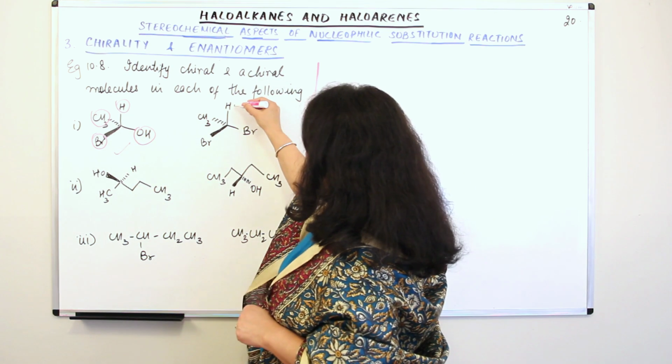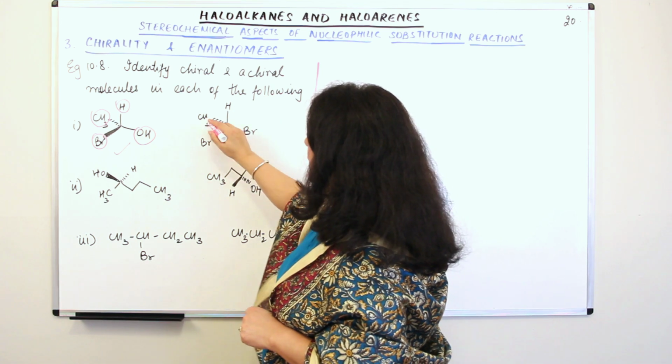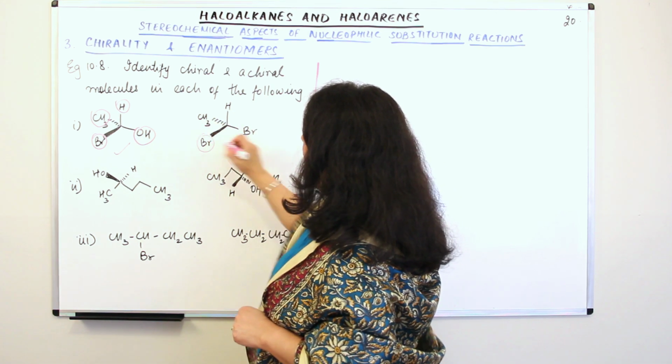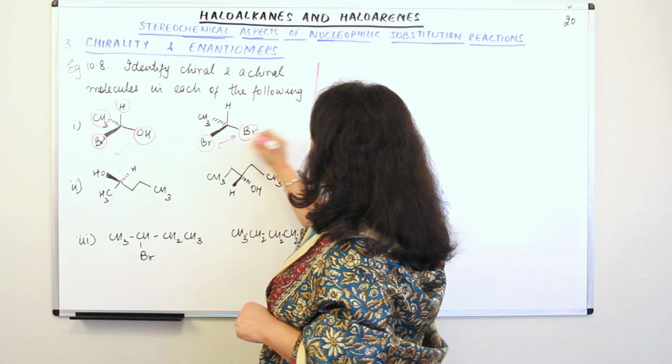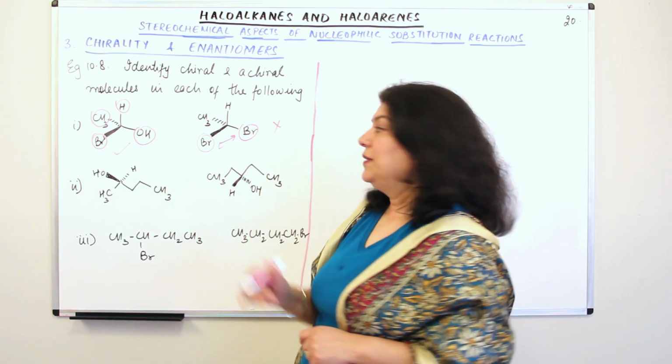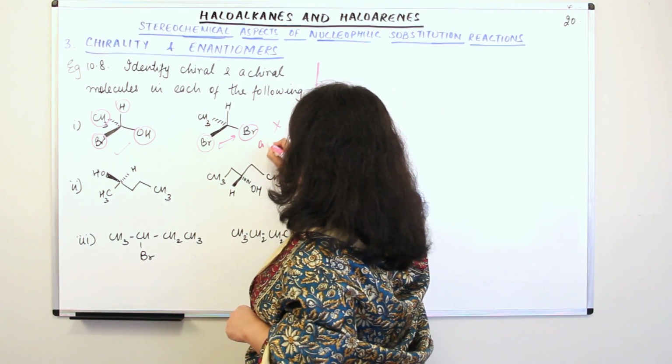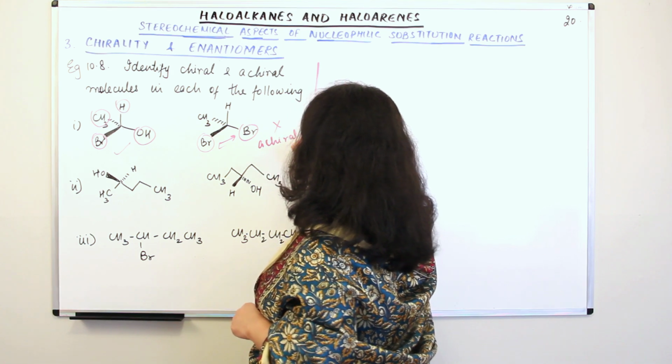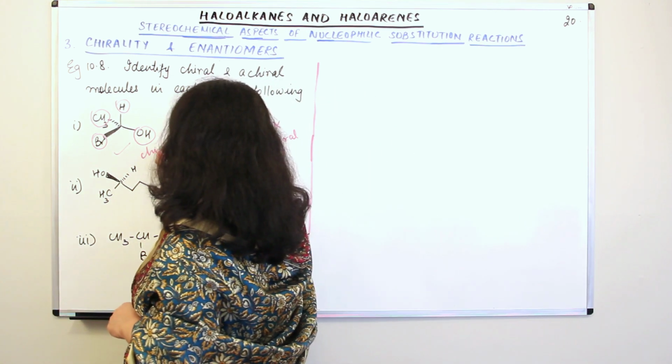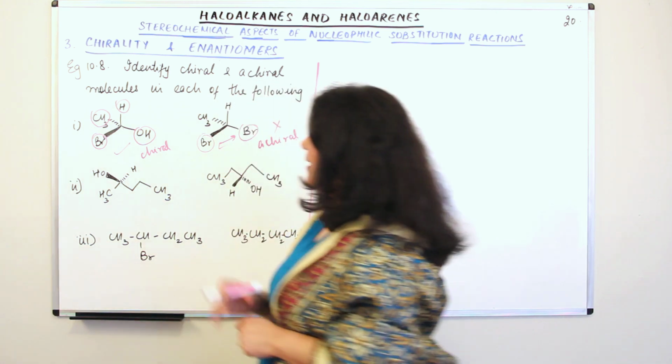Look at this one. This has got H, Br, Br, CH3. So Br and Br are identical. So this is achiral. Right? It is not chiral. This one would be achiral. This is chiral.